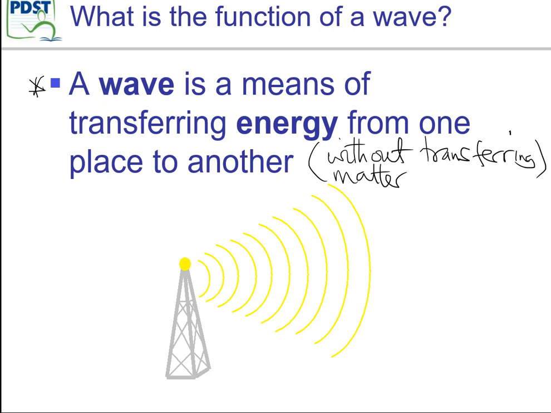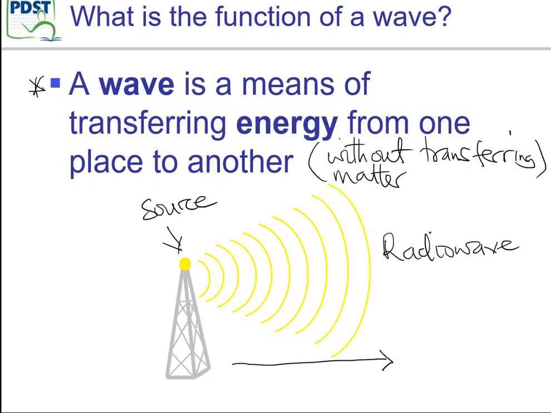What we have here is a radio wave. We can see that energy is being transferred from this source going outwards. So the energy is moving in the direction of the arrow.